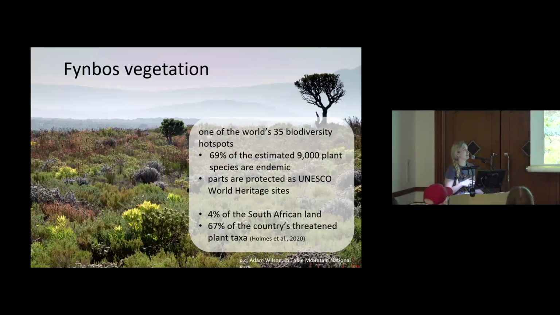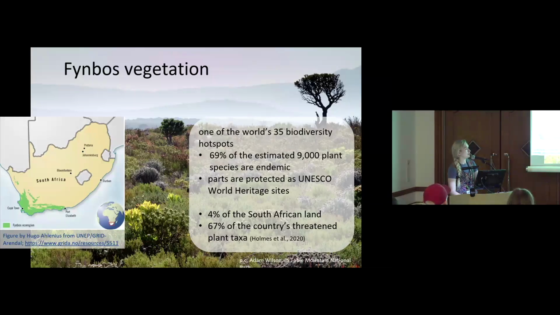So the area that we are looking at is one of the world's 35 biodiversity hotspots, and it's estimated that 69% of the 9,000 plant species are endemic, and it is a protected UNESCO World Heritage Site. It does only make up 4% of South Africa's landmass. However, 67% of the country's threatened taxa are here in this 4% area. So once again, that is the area that we are looking at.